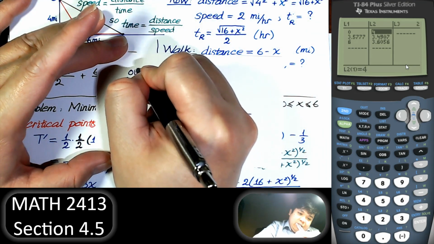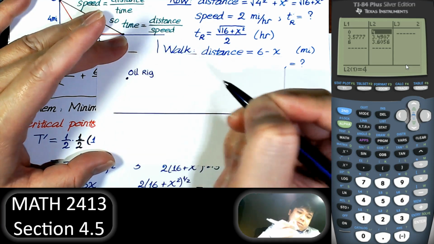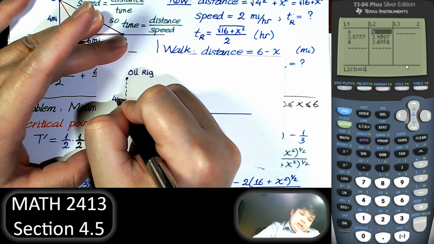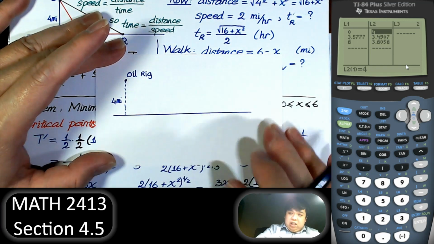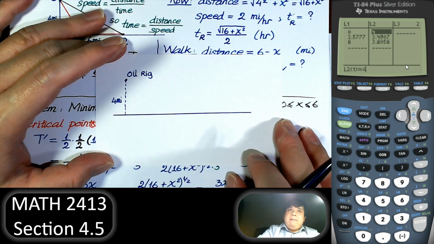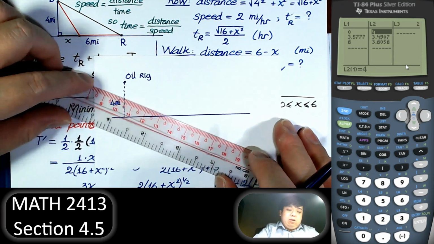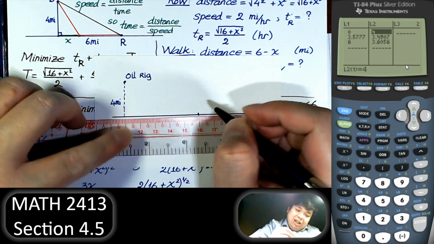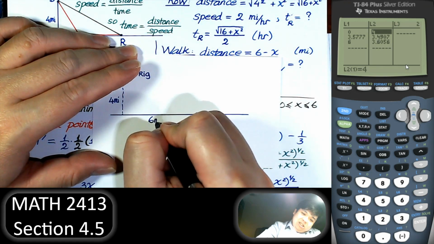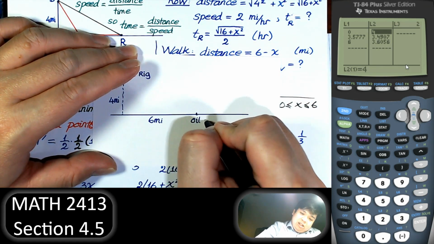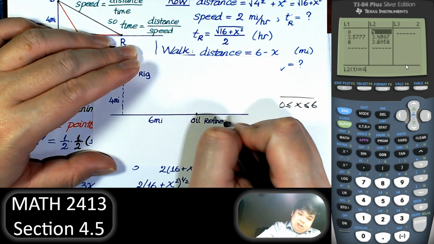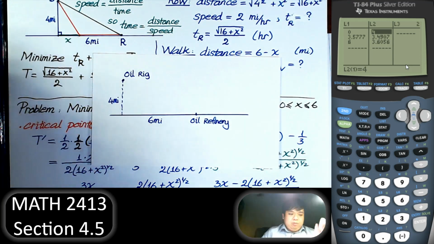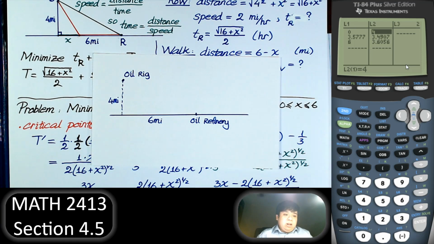Let's say we have an oil rig here that is also 4 miles away from shore. The shoreline, assume that is perfectly straight. Now, suppose also that 6 miles down the road there is the oil refinery. Now, if that is the case, how do we build the pipeline?